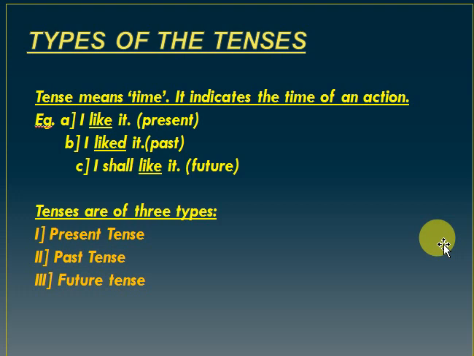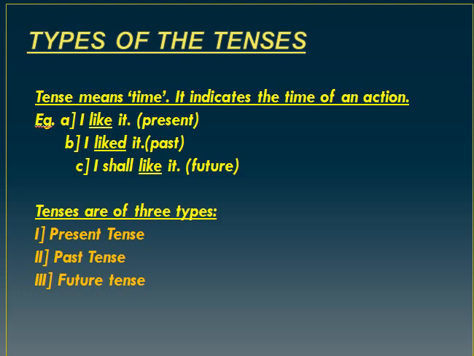Like see, three examples are given: I like it, I liked it, I shall like it. First, see, I like it. Like is the present verb, liked is the past verb, and in I shall like it, like is the present verb, but before that see the auxiliary verb, shall is there, so it is the future. So the first sentence indicates present, action at present. The second sentence indicates action in the past, and the third one indicates action in the future. So by this way it's clear.